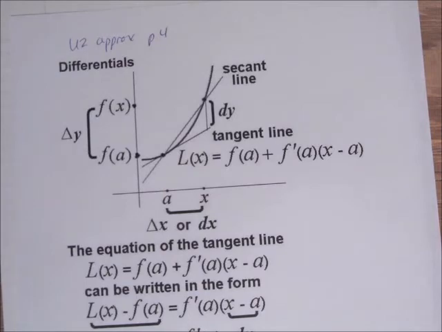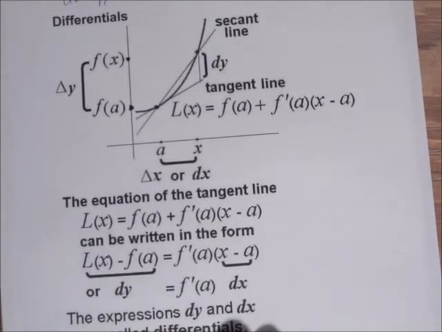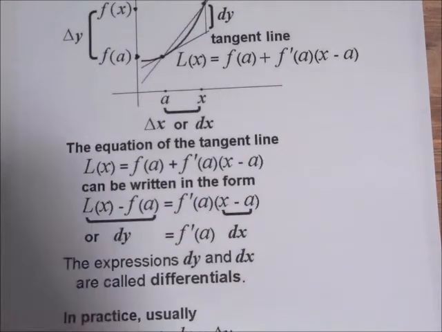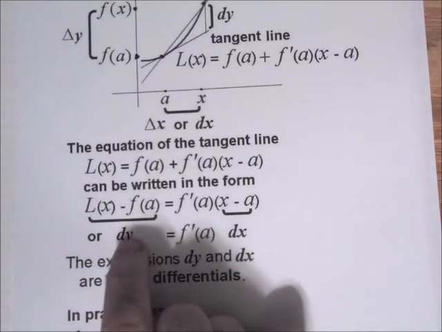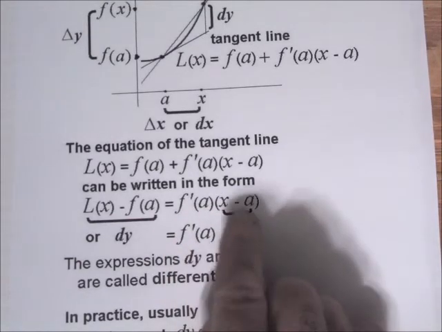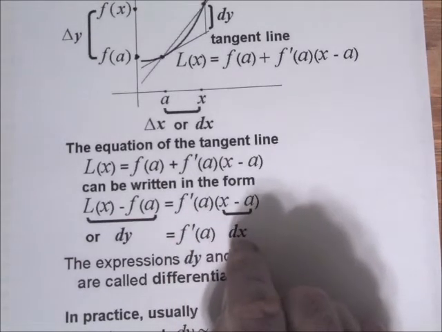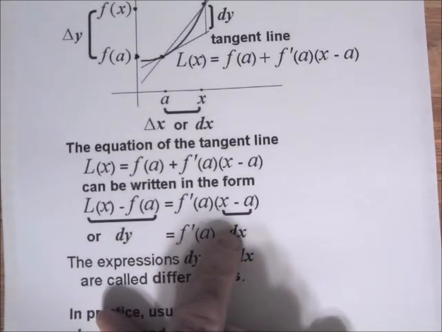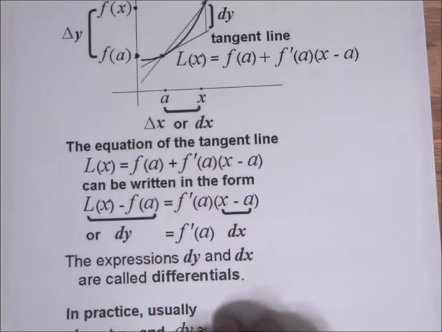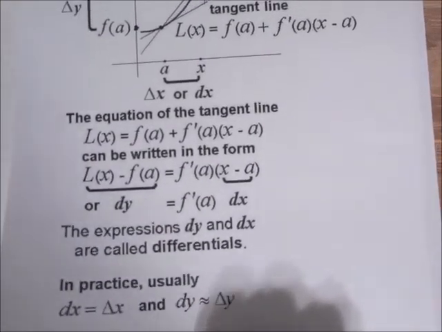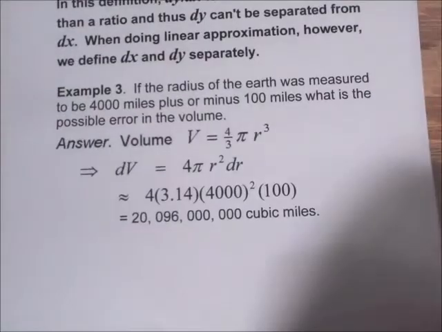So if we look at this equation, L of x minus f of a, we're calling that dy, is equal to f prime of a times x minus a, which we can call dx. So we have dy equals f prime of a times dx. So dy and dx are called differentials, and we can use those. Here's an example.